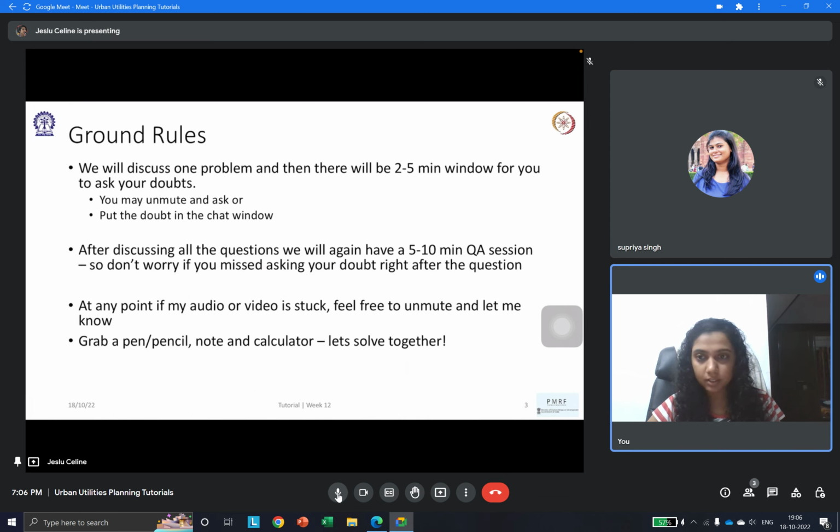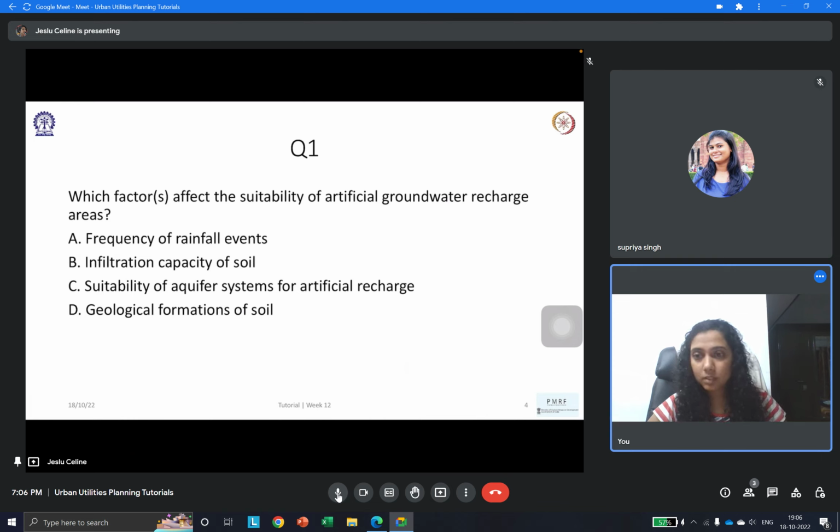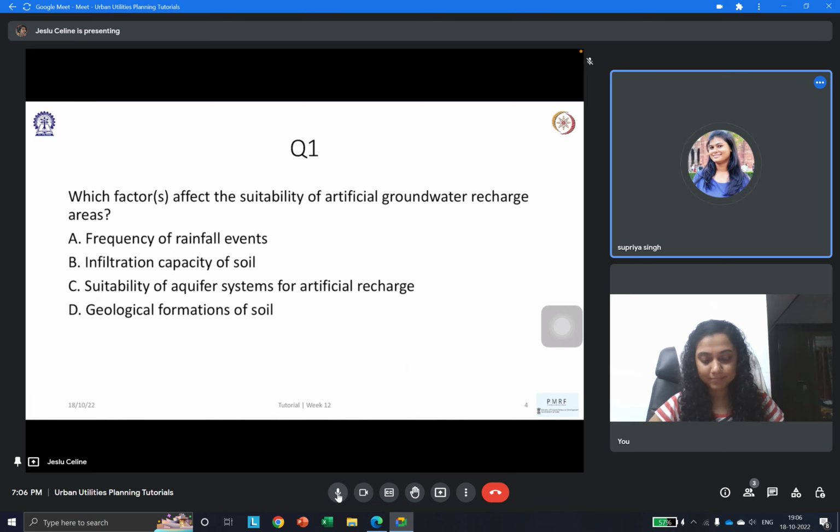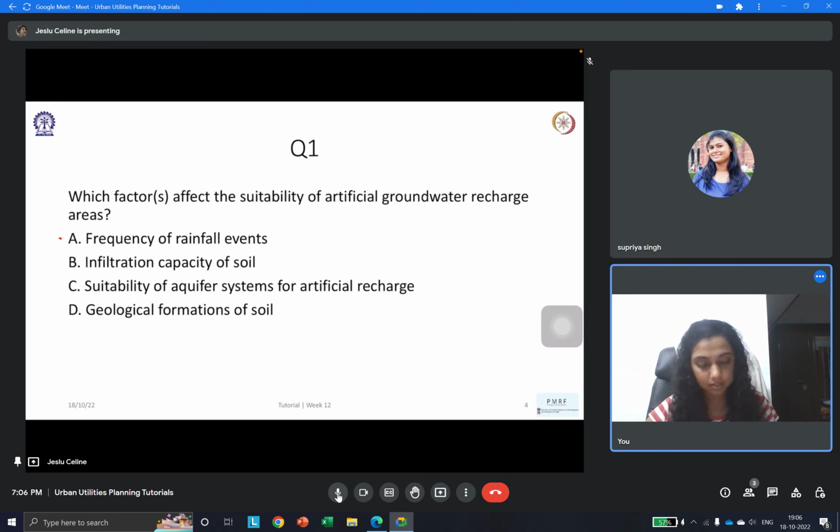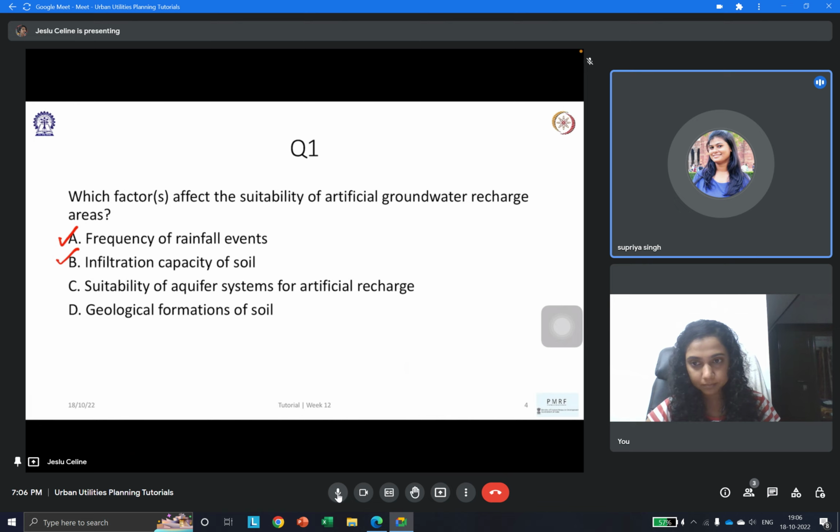So let's get started with certain questions. The first question is, which factors affect the suitability of artificial groundwater recharge areas? Do you want to take this question up? Frequency of rainfall, yes, it influences groundwater recharge. Then infiltration capacity of soil, yes. Suitability of aquifers as well, and geological formation of soil also.